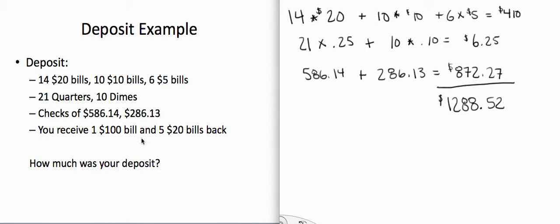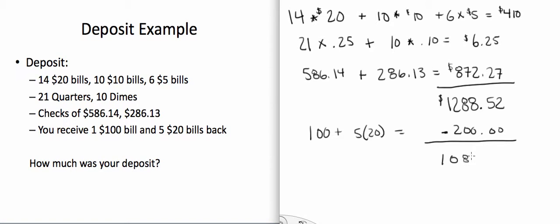We're going to receive one $100 bill and 5 20s, which gives us, we're going to receive $200. So if we want to know how much we put in, we subtract out that 200, so we get $1,088.52. That is how much money we have put into our deposit, and that's how much we have put into our checking account. Okay, so that's our first type of example.